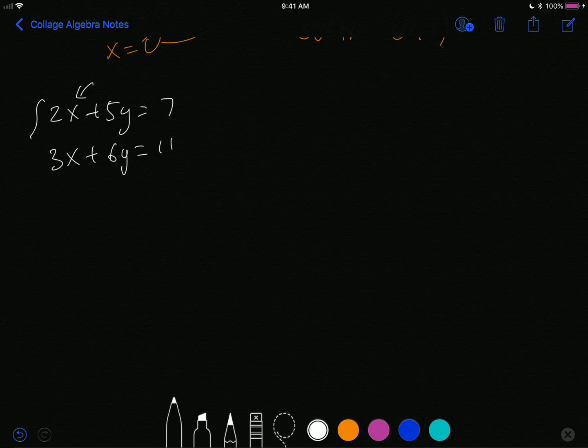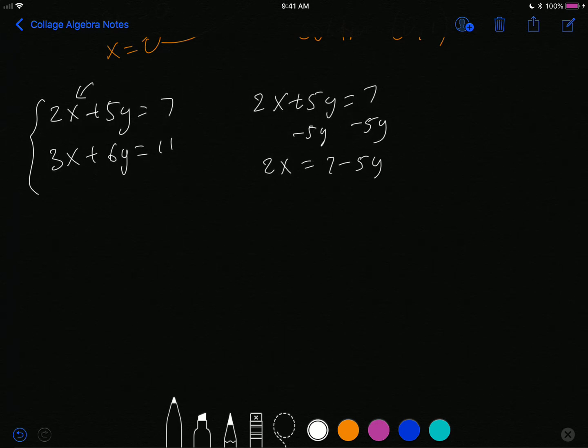And so my first equation is 2x plus 5y equals 7. Subtract 5y. And so 2x equals 7 minus 5y, and then divide by 2. And so I get that x is equal to 7 halves minus 5 halves y. Uh-oh, fraction alert. So I gotta take this expression and I must substitute it into the second equation.